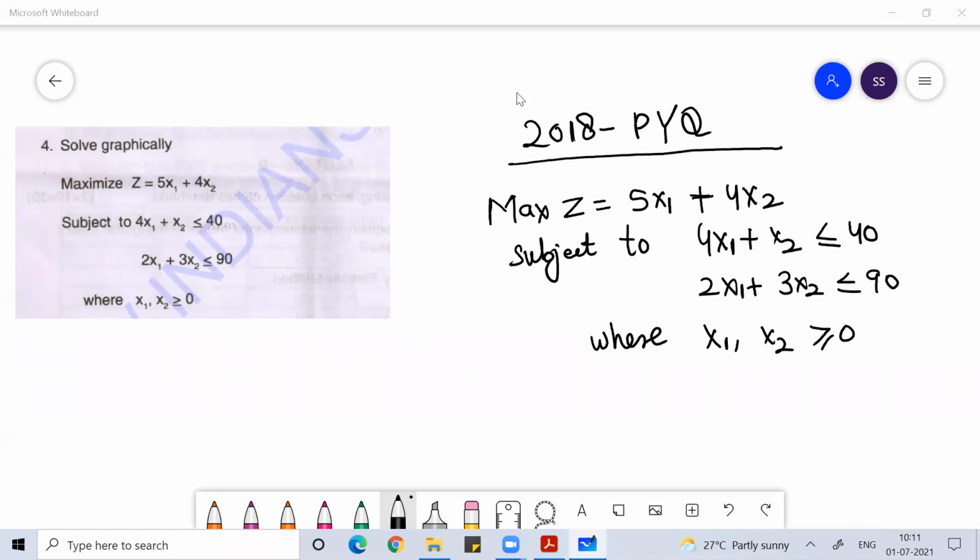In today's class, we'll discuss this 2018 question paper. The question has come for 5 marks. So you can see this problem. This problem is about finding the solution of a given LPP problem by using the graphical method.